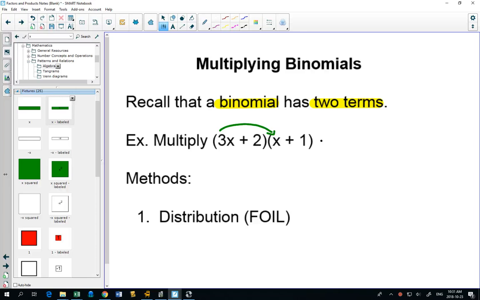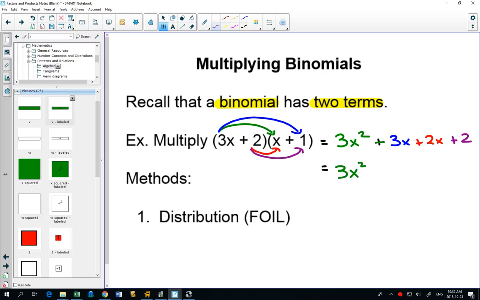So this is equal to, if I multiply the 3x by the x, I would get 3x squared. If I change this one, 3x times the 1, I would get plus 3x. Color coding as I go. What haven't I multiplied? Plus 2x. And finally, plus 2. And then since we have some like terms, we end up with 3x squared. These two are like terms, plus 5x plus 2.